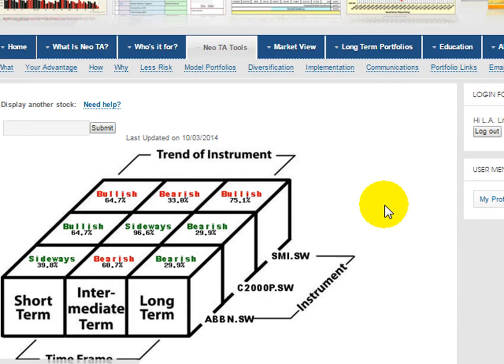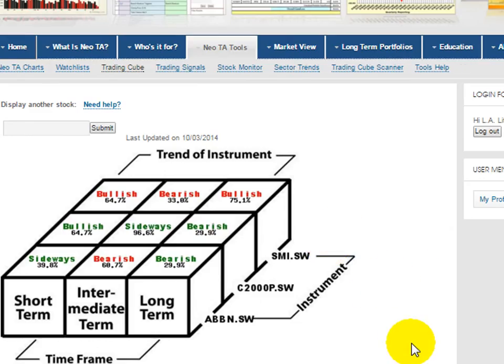So that's the Trading Cube. That's how you use it. It's a very convenient tool. It's a snapshot view of the qualified trends of the stock, the sector, and the general market across 3 different time frames.